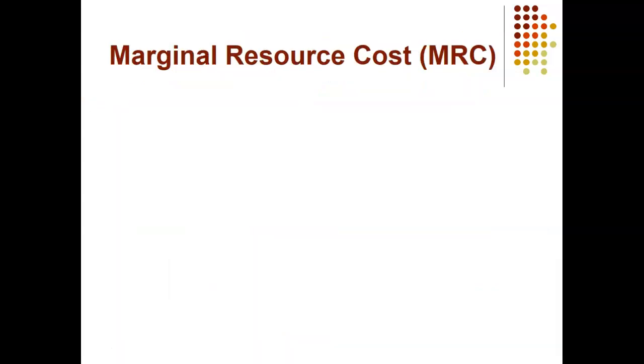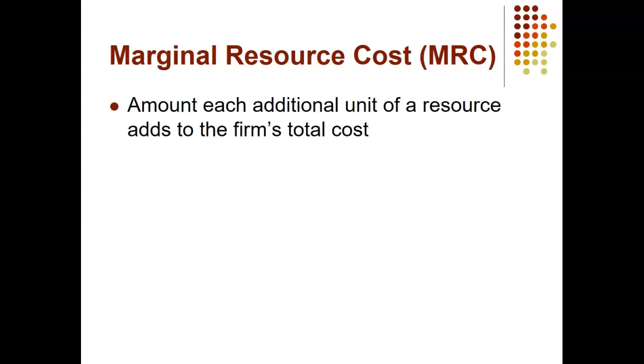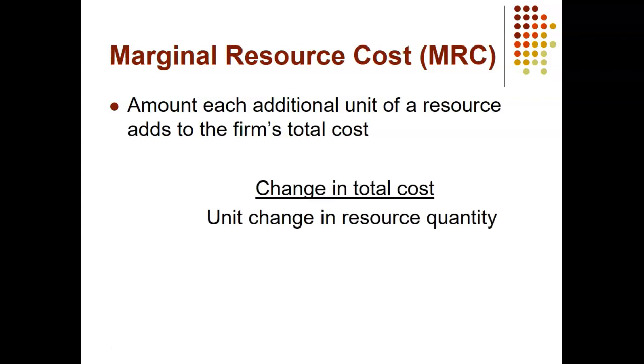So now for our marginal cost version in the resource market, what we call marginal resource cost. Sometimes it's called other things like marginal factor cost, and I have occasionally seen marginal labor cost, but that's pretty rare. It's the amount each additional unit of resource adds to the firm's total cost. So the equation as before is change in total cost divided by the change in the resource quantity.